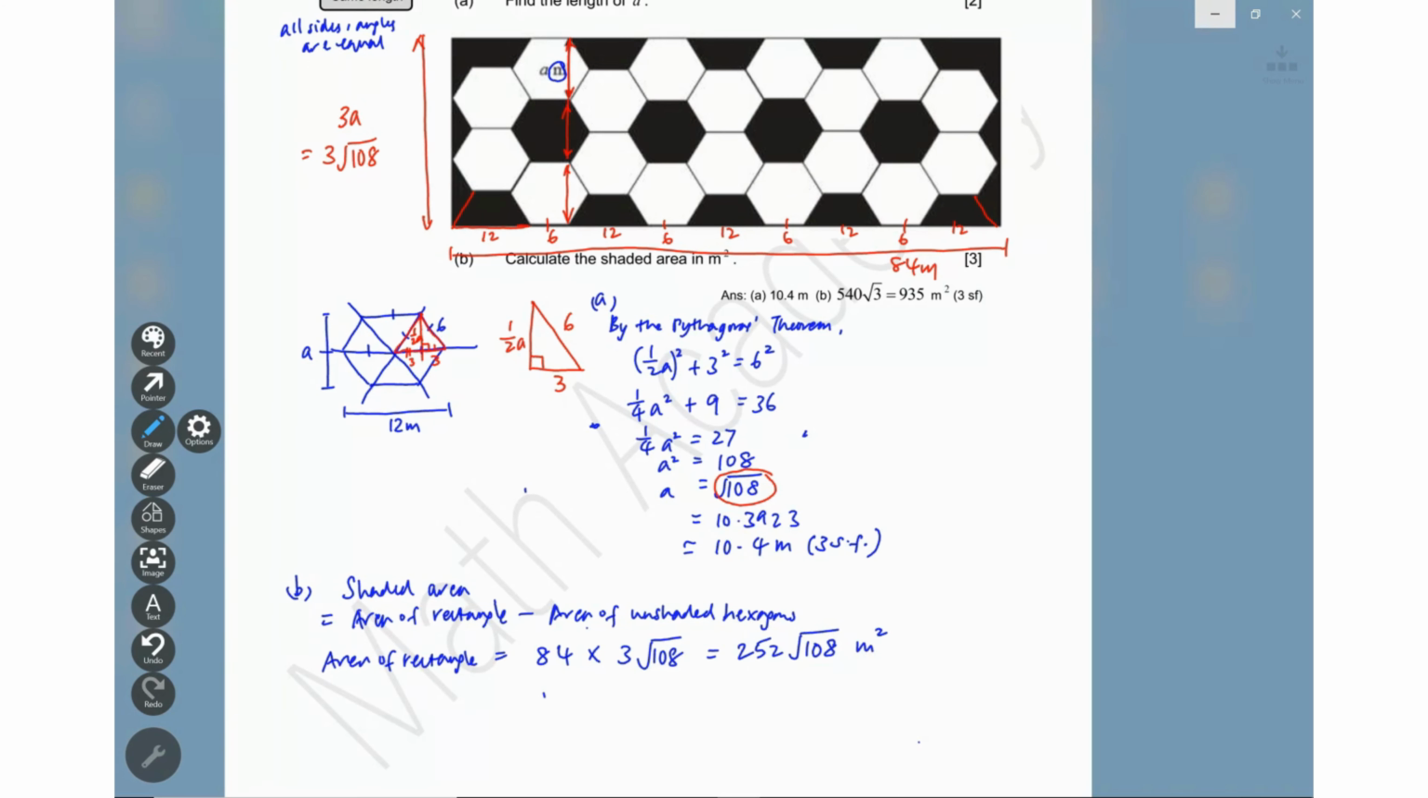Next, let us look at the area of the unshaded hexagons. Before we look at the total area, let's find the area of one hexagon first.